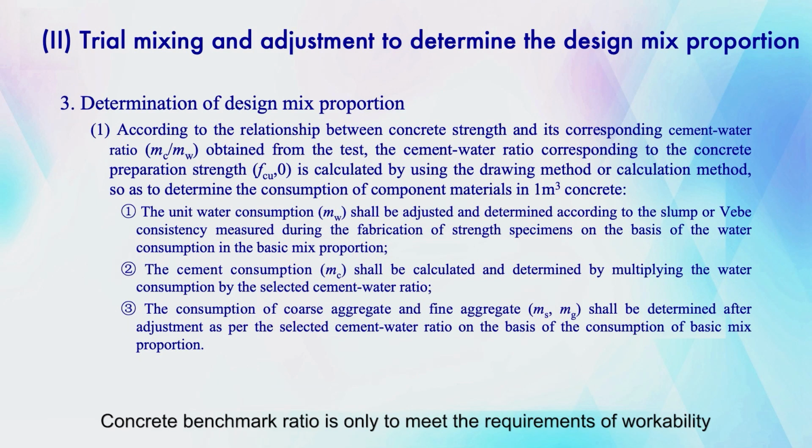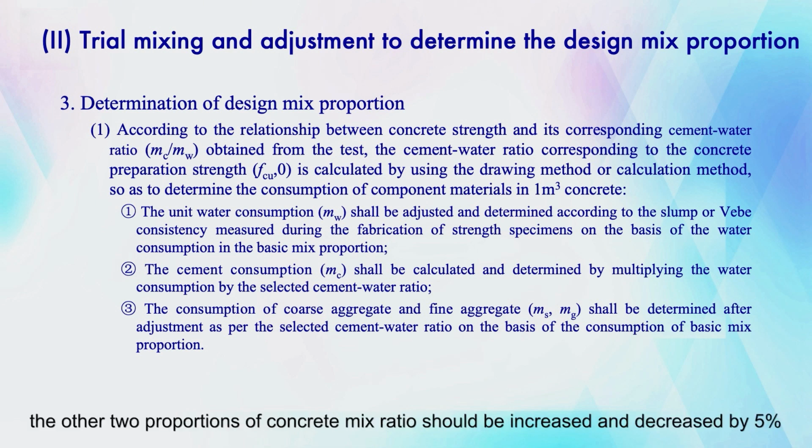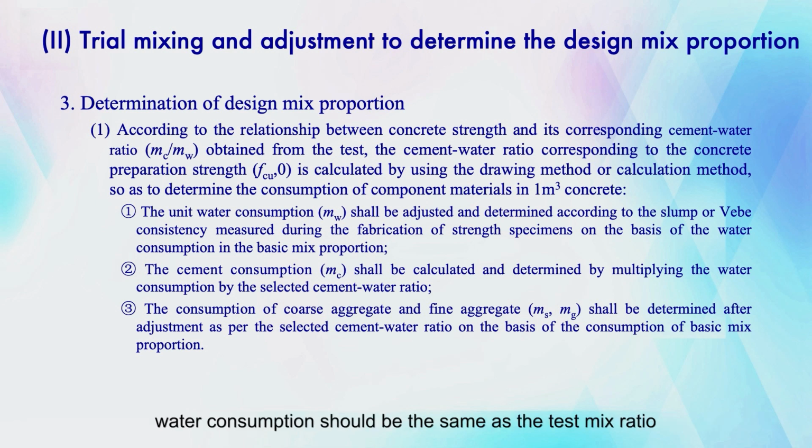The concrete benchmark ratio only meets the requirements of workability. Whether its strength meets the requirements must be further verified and determined. For calibration of concrete strength, at least 3 different proportions should be used, one of which should be the benchmark ratio. The other 2 proportions of concrete mix ratio should be increased and decreased by 5%. Water consumption should be the same as the test mix ratio, and the sand ratio can be increased and decreased by 1%.